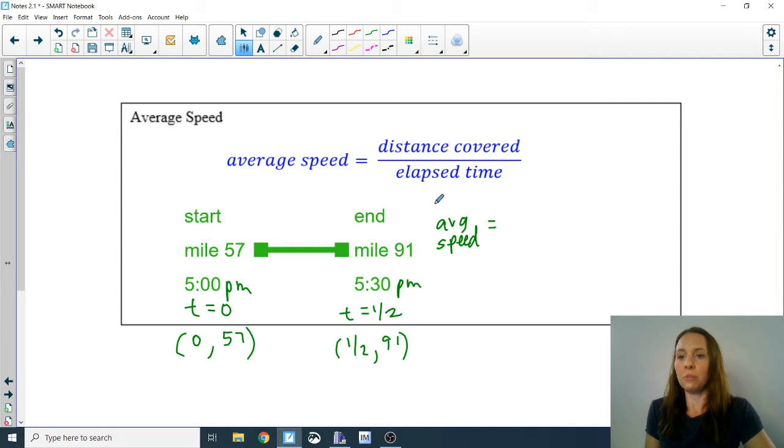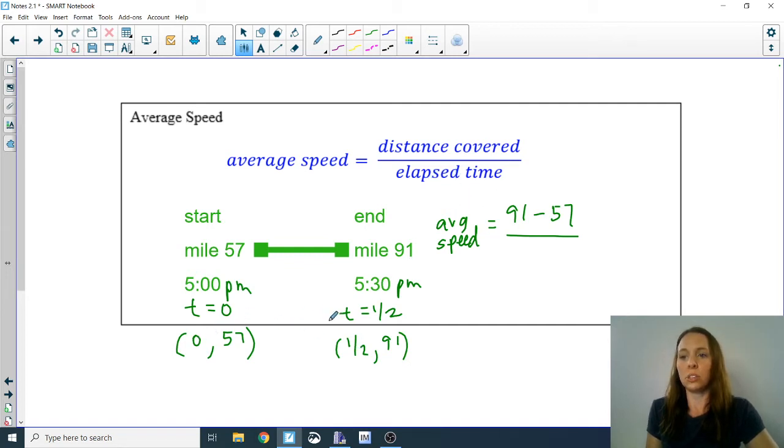Okay, and then if I'm doing average speed, take a look up here. Distance covered. Distance covered would be how far did you go if you started at 57 and ended at 91. Well, one way that you could show that is you could write that as 91 minus 57, right? Does that make sense? Over elapsed time. How long did it take you?